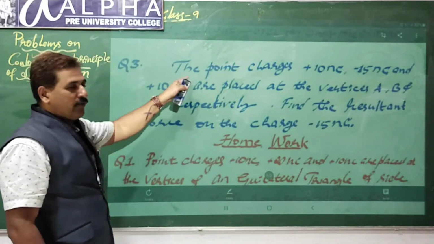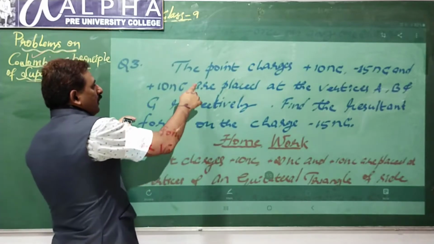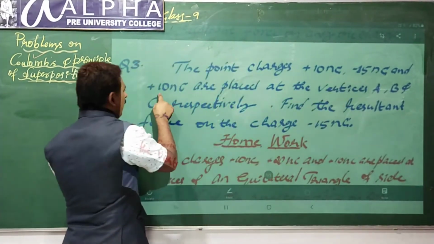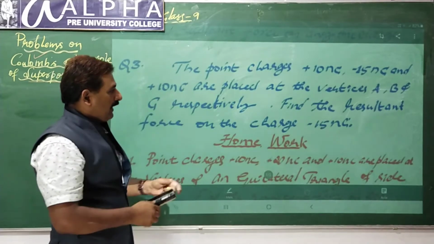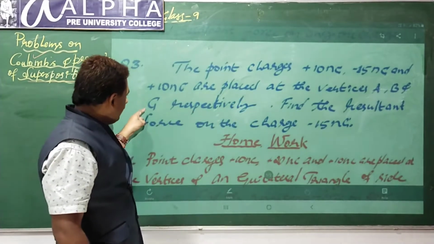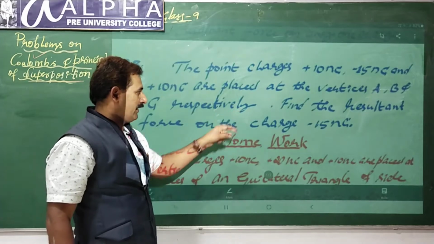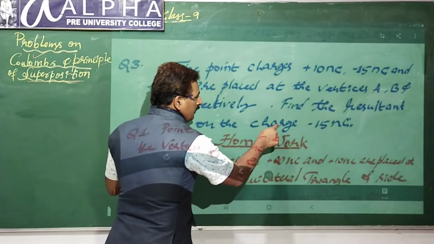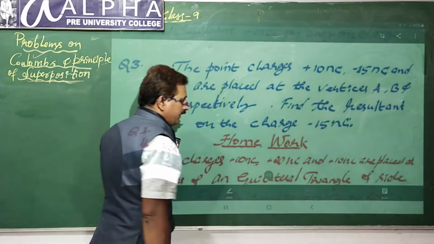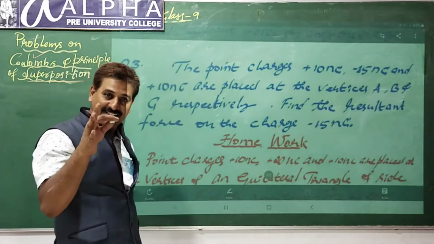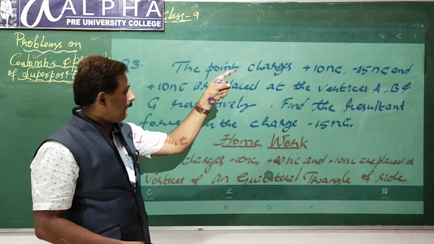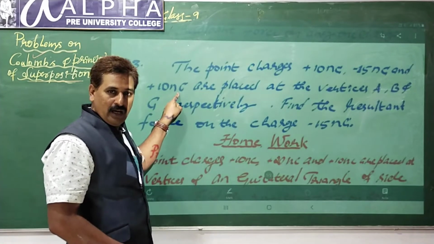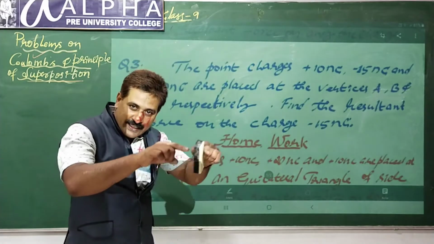Now let me read the third problem. The point charges plus 10, minus 15 and plus 10 are placed at the vertices A, B and C respectively. Find the resultant force on the charge minus 15 nanocoulomb. How many charges? 3. Which are they? Plus 10, minus 15, plus 10. Where are they? At the vertices of, again, an equilateral triangle.